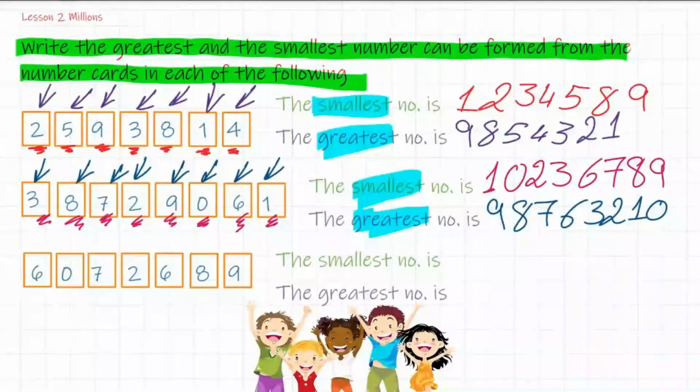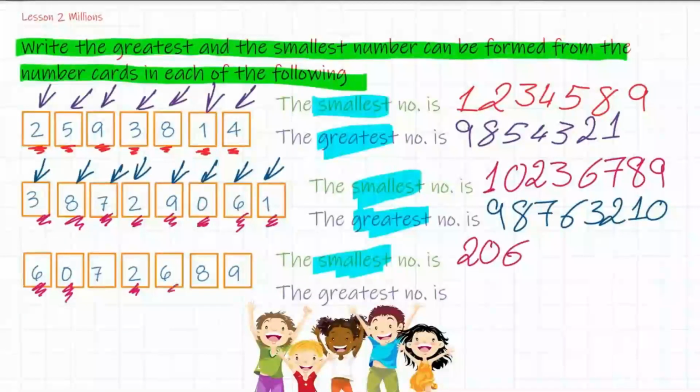Okay, let's move to the next one. Let's form the smallest number from these digits. The smallest digit here is 0, but we can't start with 0. So let's start with the next smallest digit, which is 2. And then put the 0. And we have 6 here. And we have another 6. And we have 7, and we have 8, and the last digit is 9.